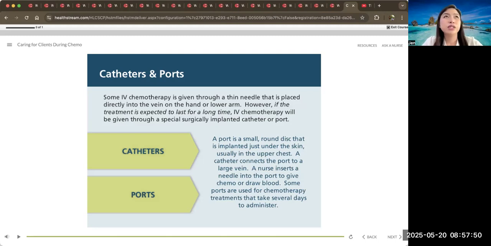Some ports are used for chemotherapy treatments that take several days to administer. So I have a few patients here who have ports, porta-port, porta-cat. We call them porta-cats here in the Philippines. And normally the oncologist doctor or the nurse, I haven't done it yet because I just started, will have to feel it. I've observed the oncologist doctor once.